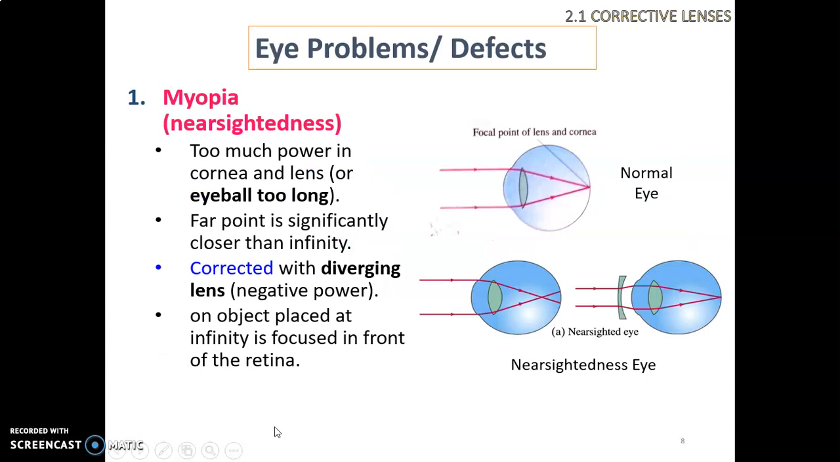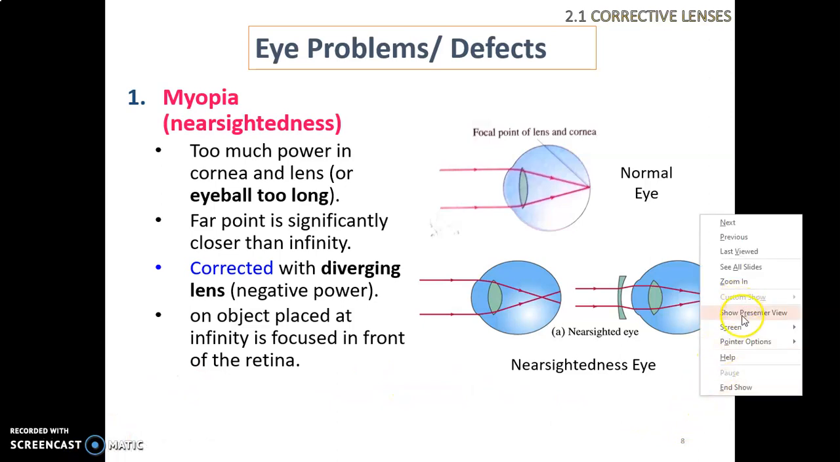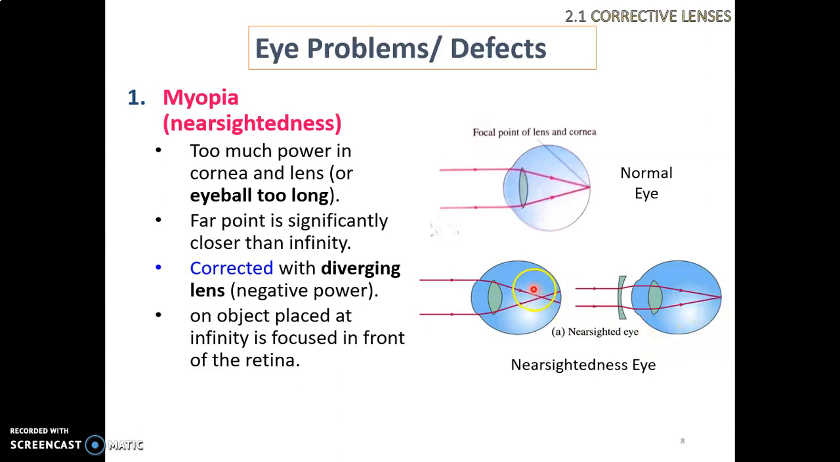The next one is the eye problems or defects. The first one is myopia or nearsightedness, or in bahasa called rabun jauh. This happens because of too much power in the cornea and lens, which causes the eyeball to become too long. When the eyeball becomes too long, the image is formed in front of the retina. To correct this problem, we are going to use a diverging lens.